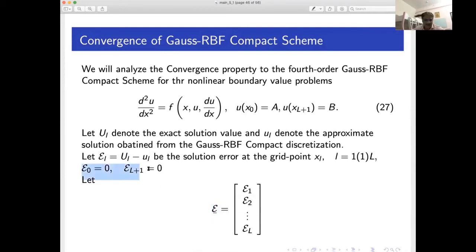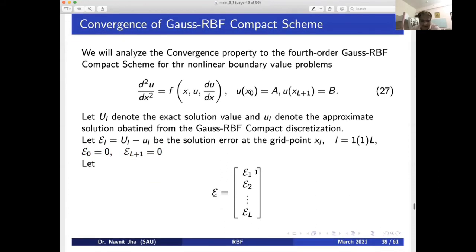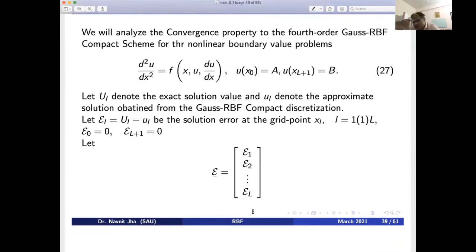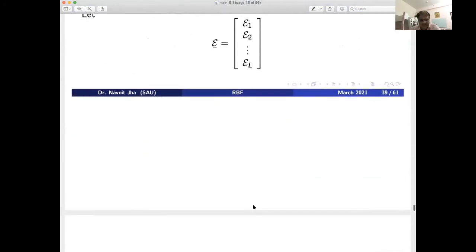Here epsilon_0 and epsilon_{L+1} are 0. Why? Because the value of u at initial point and end point is exactly known to us. So these two values are 0. So we are concerned with epsilon_1 up to epsilon_L. I'm going to do mostly things in the vector matrix notation, so it is easy to understand.